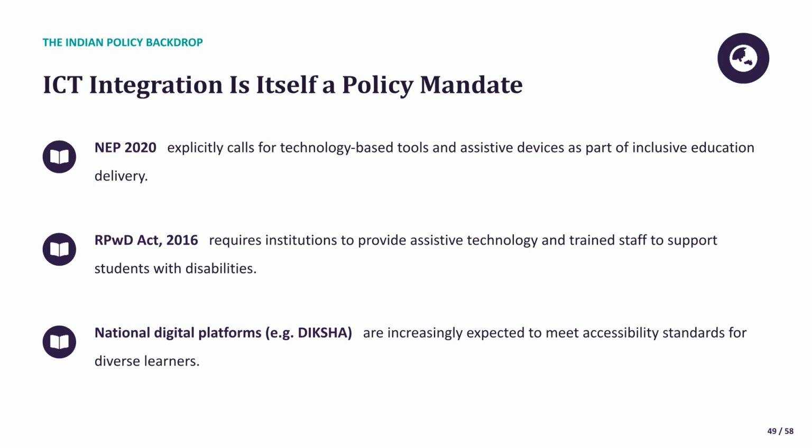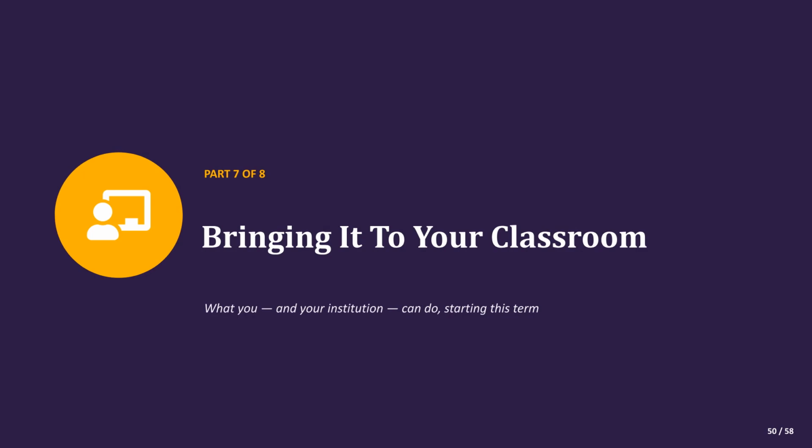Moving on to the policy landscape, it is important to understand that integrating ICT is now a clear policy mandate. Both NEP 2020 and the RPWD Act of 2016 explicitly require the use of assistive technology to support inclusive education. National digital platforms, such as Diksha, are now expected to meet rigorous accessibility standards. This ensures that these tools are functional and helpful for all students, regardless of their diverse learning needs.